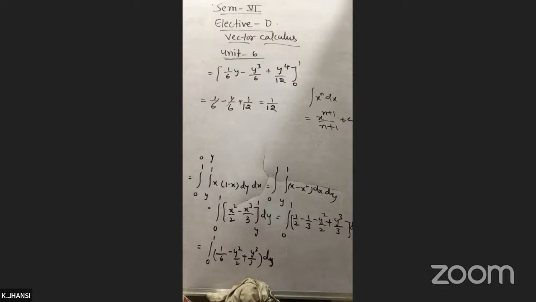Next, if we go to block 3, we have vector integration. Unit 7 is line integrals and surface integrals. Unit 8 is about volume integrals and application of volume integrals, and unit 9 is about curvilinear coordinates. So what are line integrals and what are surface integrals?